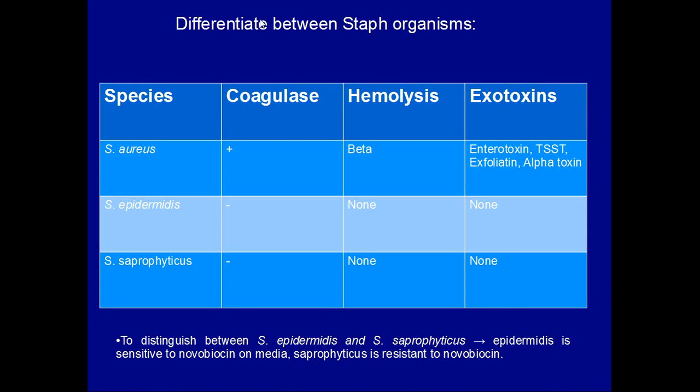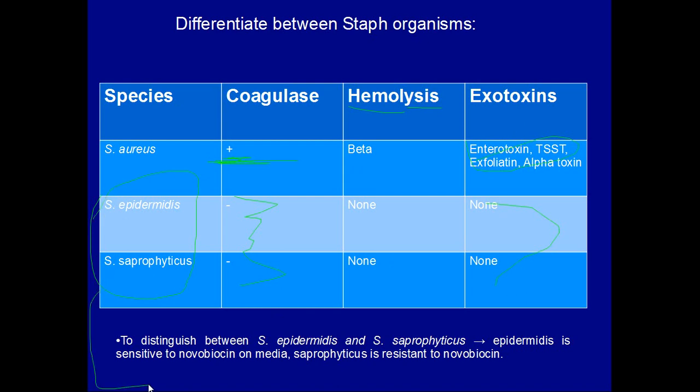To differentiate between the different staph organisms, you can differentiate epidermidis and saprophyticus from S. aureus because of coagulase. S. aureus has coagulase, these two do not. Also, you can use hemolysis. Hemolysis means that if you were to grow the bacteria on a blood agar plate, hemolysis, remember, hemo, blood, lysis, explode. S. aureus tends to make the blood explode, so on a blood agar plate, it'll be all white around the red agar. S. epidermidis and saprophyticus don't have an effect. They just grow normally on the agar. Exotoxins, S. aureus has them. These don't.